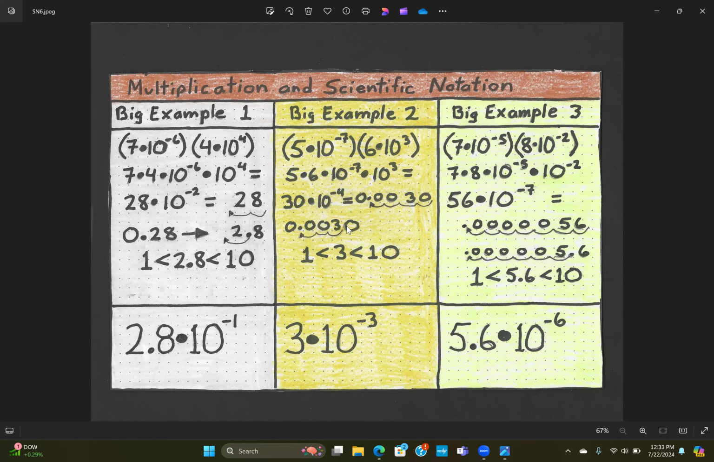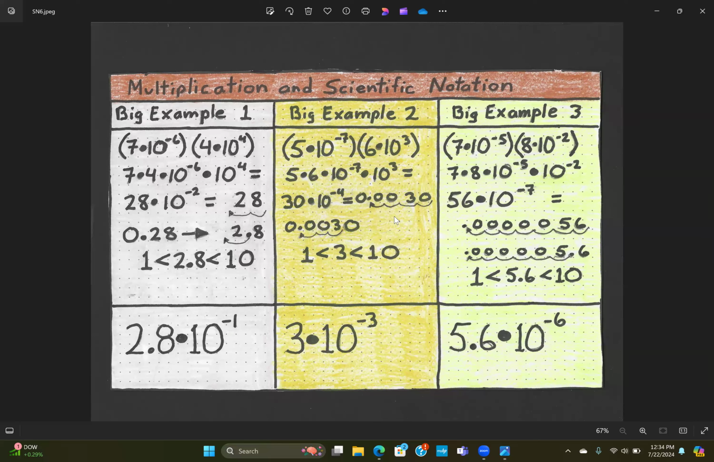Okay, let's go to big example 2, in which we have the quantity of 5 times 10 raised to the negative 7 power times the quantity of 6 times 10 raised to the third power. Let's multiply 5 and 6 together, which will give us 30. And let's combine the numbers with the same base, the 10 here. We have 10 raised to the negative 7 power times 10 raised to the third power. When we put these together, we'll end up getting 30 times 10 raised to the negative fourth power. And this is what we have right here. So we're going to move the decimal point over 4 places because this 10 is raised to the negative fourth power. 1, 2, 3, 4. And that's going to give us 30 ten-thousandths.